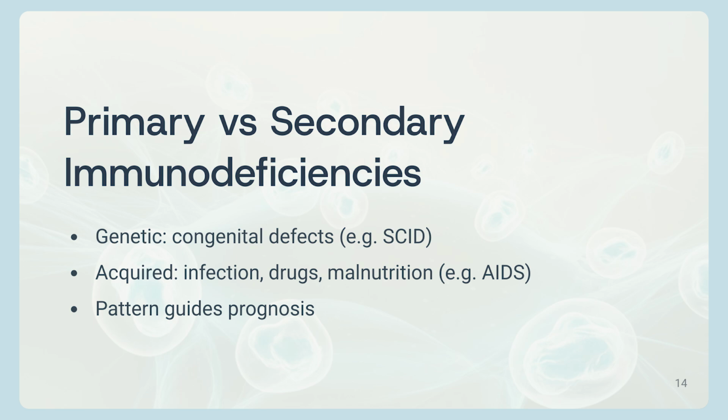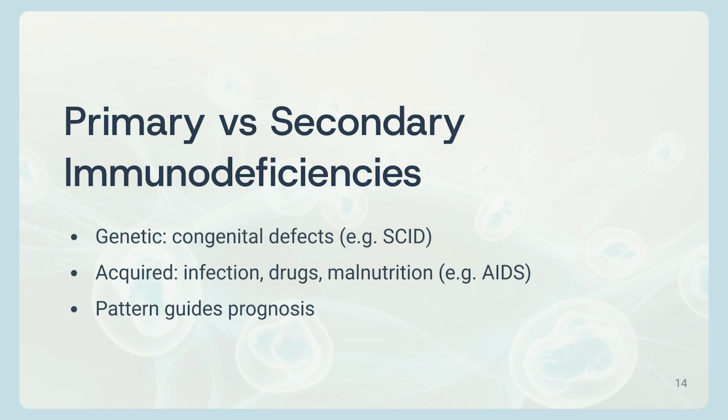We categorize immunodeficiencies into two types: primary and secondary immunodeficiencies. Primary immunodeficiencies are genetic, they are congenital defects. This means you're born with them. For example, severe combined immunodeficiency or SCID. SCID is where both B cells and T cells fail to develop properly.